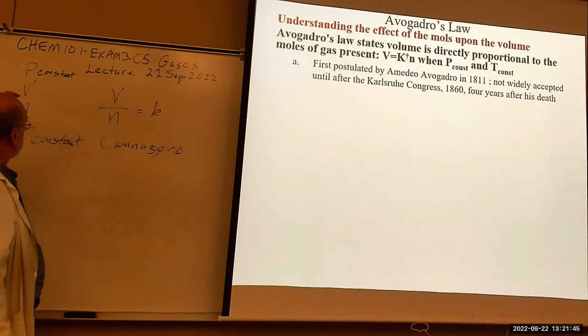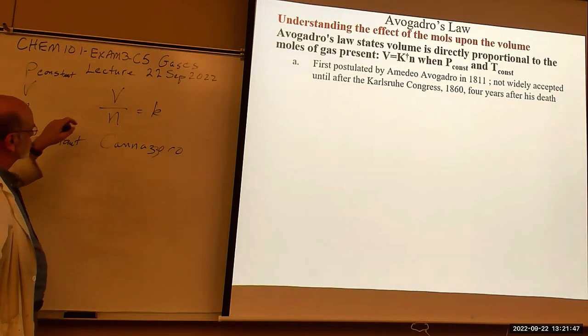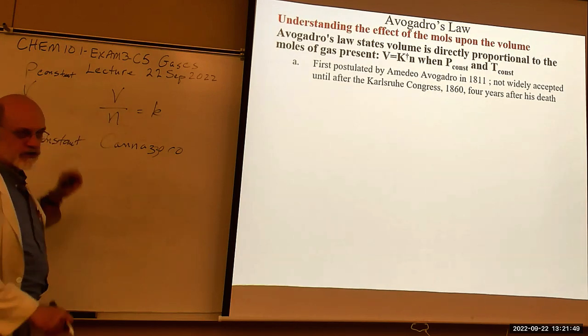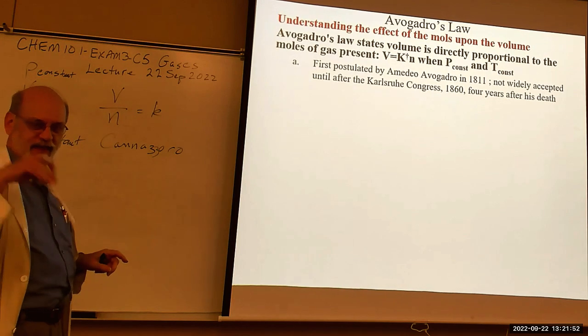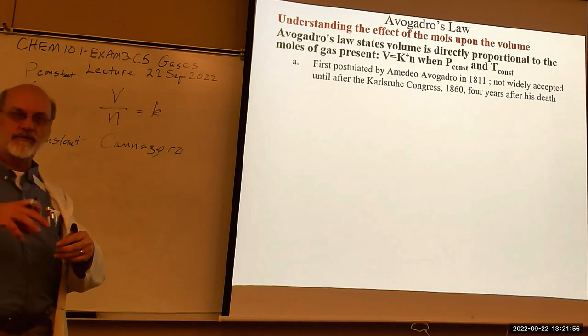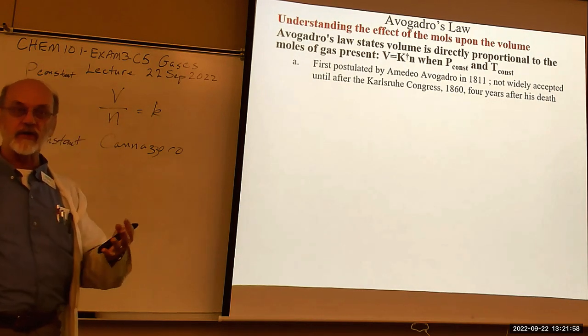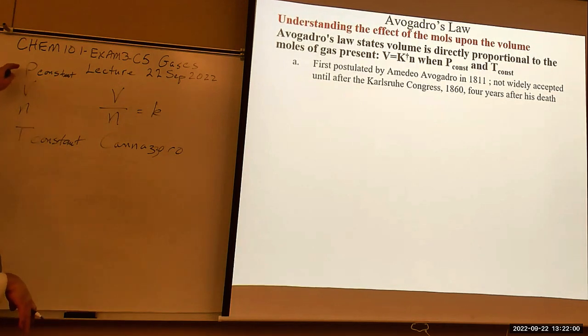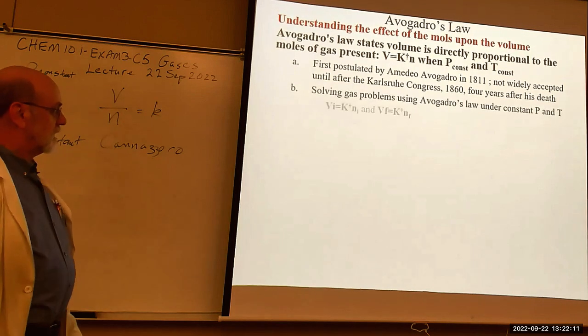So if we hold the pressure constant, the temperature constant, then we can say if we shove more moles of gas into that container, the volume is going to increase. And that same container with the frictionless piston is a good way to do it. You can hold the pressure constant. You can hold the temperature constant. And then you've got a port on the side, and you can put more gas into it.